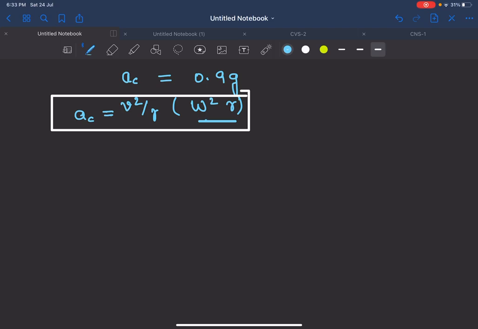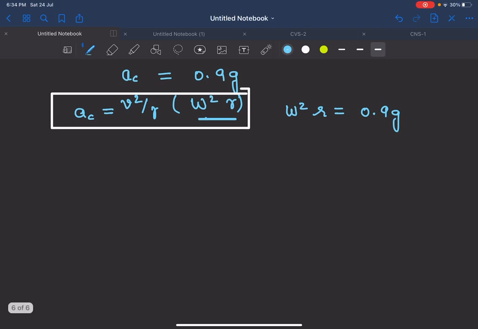So what we have to do is, we will equate omega square r with 0.9 g, because we want to find omega, right? Because the angular velocity is directly related with the revolutions per second. So it will be convenient for us to directly find angular velocity rather than finding the velocity. Anyway, you can proceed with any of the methods. Both of them are going to lead you to the same result, but we are doing with this one as it will be a shorter and concise method, right?